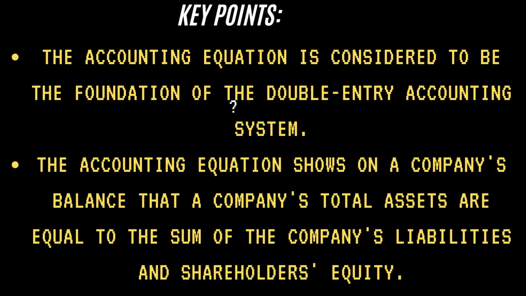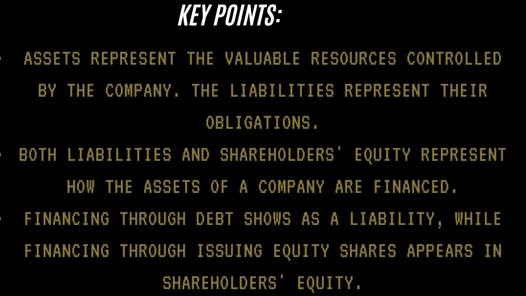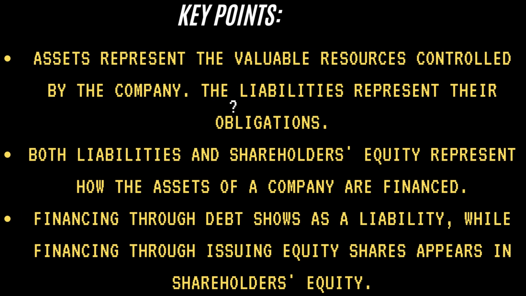The accounting equation is considered to be the foundation of the double-entry accounting system. The accounting equation shows on a company's balance sheet that a company's total assets are equal to the sum of the company's liabilities and shareholders' equity.